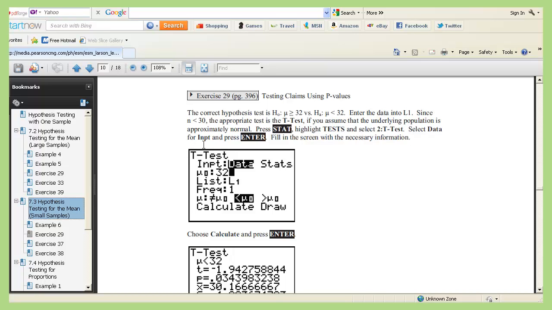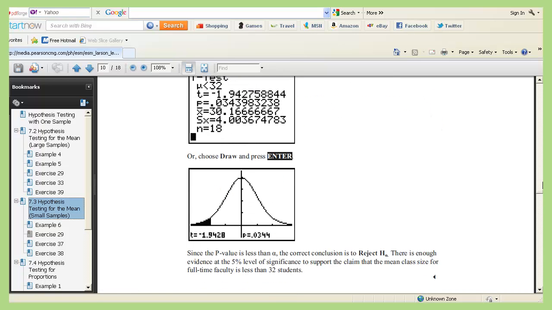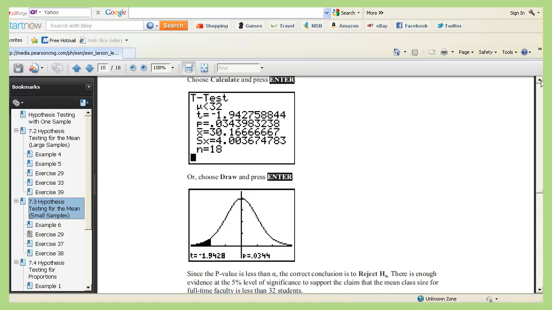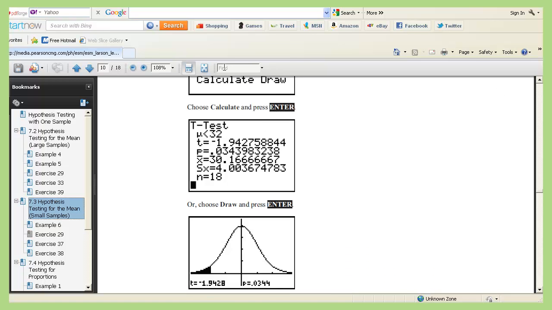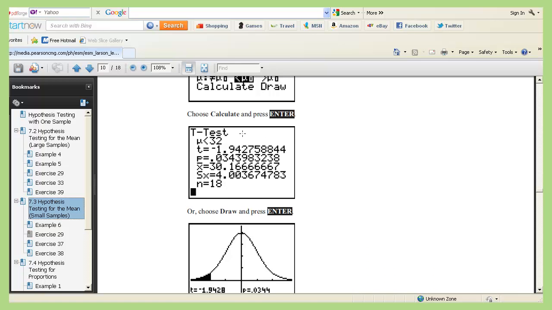Select the data for input. So here where it says input, you're going to put data. You're going to put 32 for your claim. You're going to put that your data is in your L1 list. Your frequency is 1, and because the claim is less than, we're going to use this less than symbol. Then go to calculate and press enter.